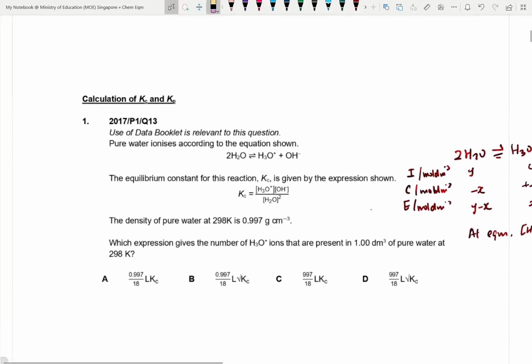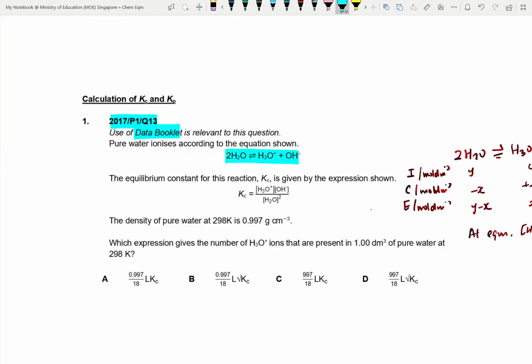Okay, so this is actually the maths tutorial for the topic of chemical equilibrium, and we will be looking at discussion question 1 first. This first question is taken from a past year A-level 2017 paper 1. In this question, you are told that the use of the data booklet is relevant, and that water ionizes according to this particular equation.